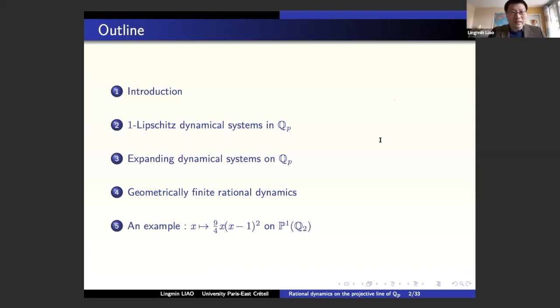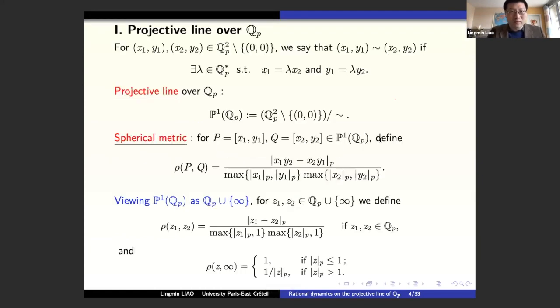So this is the outline of the talk. I will give a very short introduction, and then I will talk about two different kinds of dynamics on Q_p. One is an isometry and the other is an expanding map. Then I will go to the work for which we are preparing the paper, about geometrically finite rational dynamics. And to illustrate the theorem, I want to talk about an example. Let me just start.